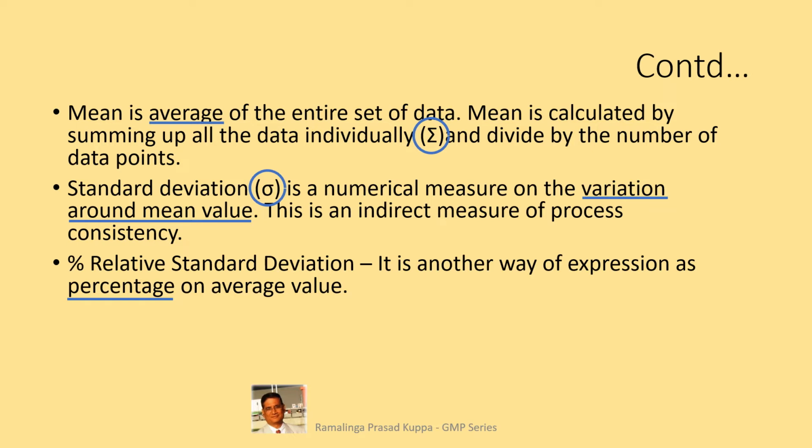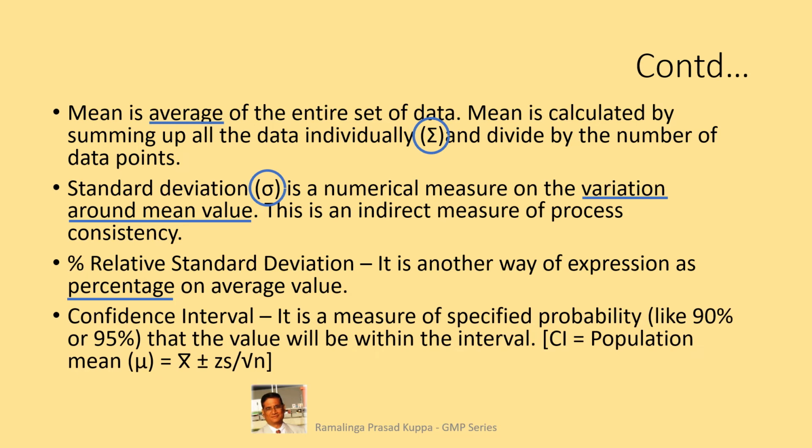Percent relative standard deviation is another way of expression as percent on average value. Relative standard deviation or percent RSD is another way of expressing the standard deviation. It is expressed as a percentage against the average. That means it indicates how much percentage deviation from the average. This is calculated by a simple mathematical formula: standard deviation multiplied by 100 and further divided by the average value of the data set.